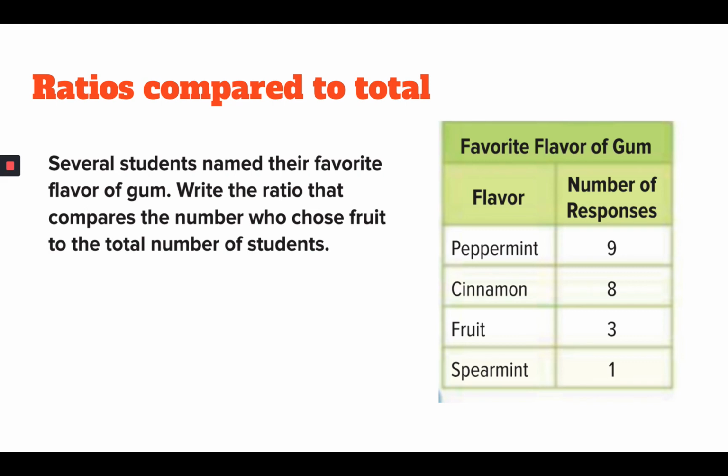Now in your assignment today, they're going to ask you to compare ratios to a total. So this is one of the example questions in your book. It says several students name their favorite flavor of gum. Write the ratio that compares the number who chose fruit to the total number of students. Let's take a look at the chart. You've got 4 types of gum: peppermint, cinnamon, fruit, and spearmint. And they want to know the ratio of who chose fruit to the total number.